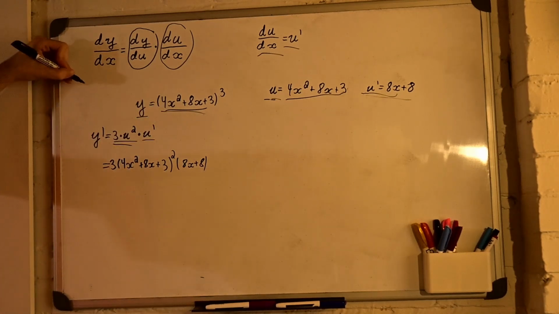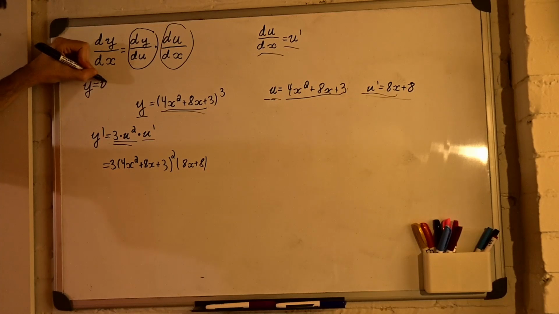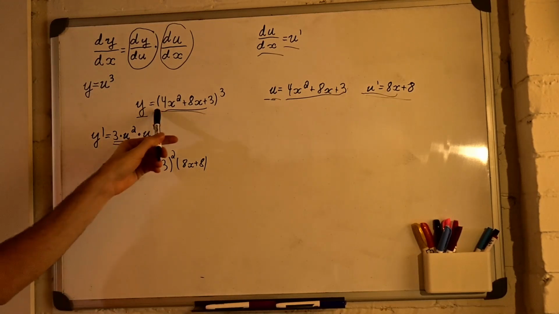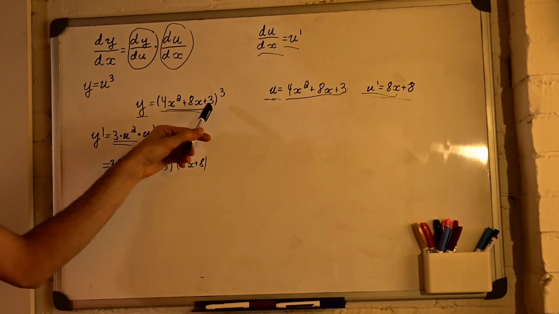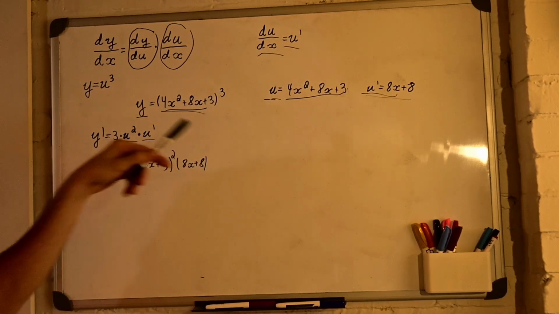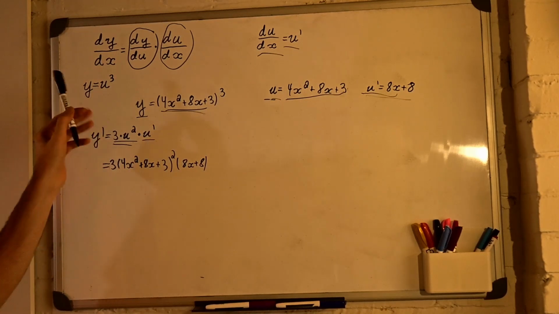I didn't write it down here, so I'm going to write it right here. y is equal to u cubed, right? Because this right here, 4x squared plus 8x plus 3, is u, and that's cubed. So y is just equal to u cubed.